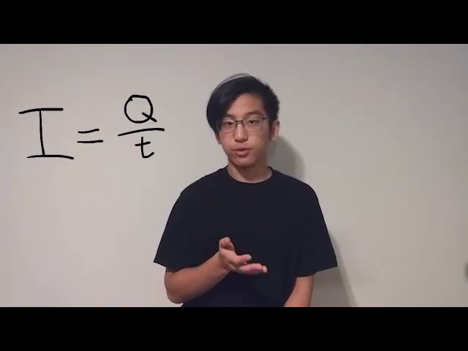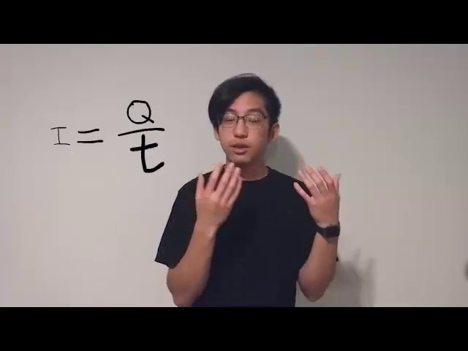A lot of us will say current is the flow of electrons, and that matches really closely with the Amperian definition of current, which is I is equal to Q over T, or current is equal to the flow of charge over time. And I have a little circuit to demonstrate.